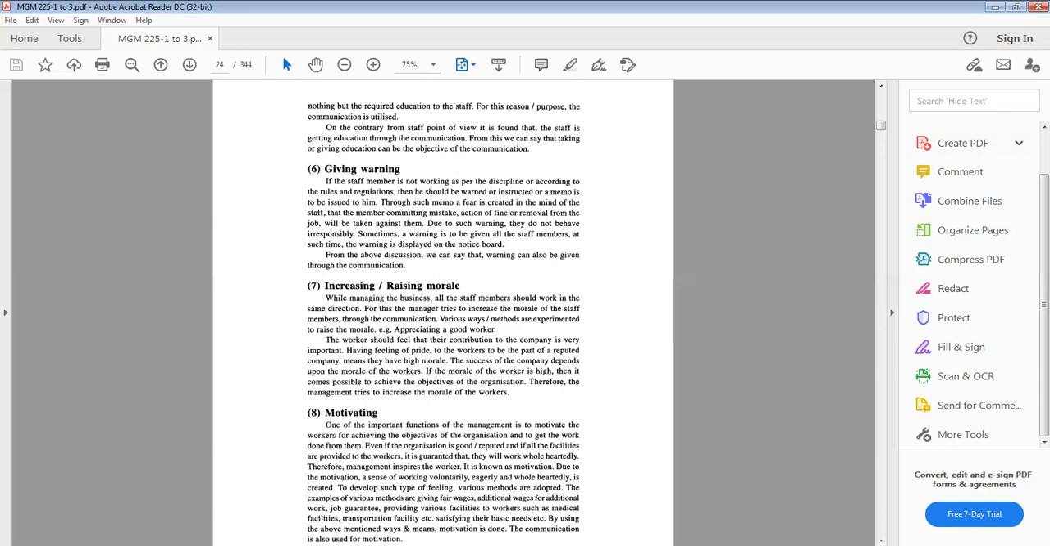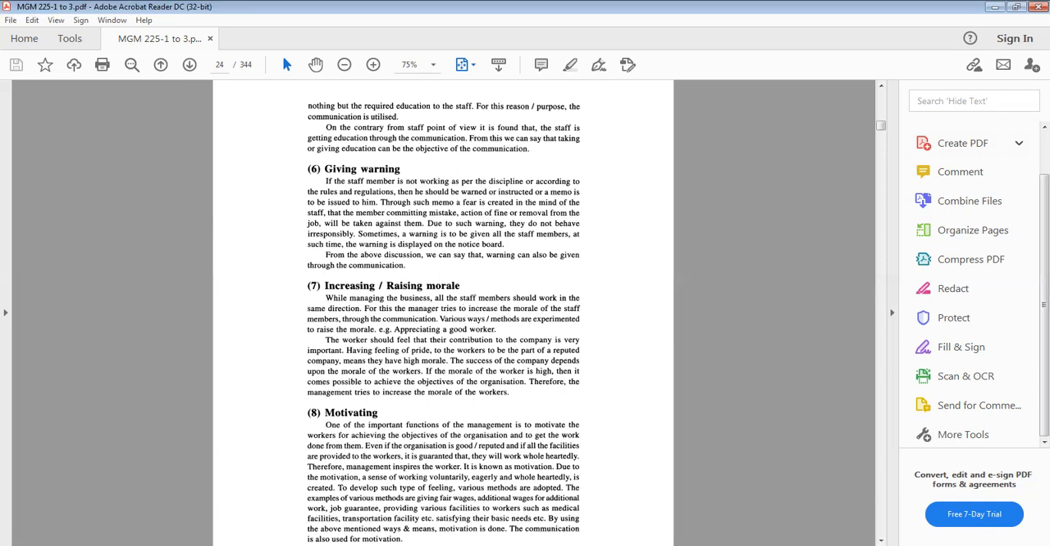Even if the organization is of good reputation and all facilities are provided to the workers, creating consensus, arriving at consensus, is needed. Communication is utilized for the above objectives. Therefore, the organization's objectives can be achieved. The workers get satisfaction, and the overall well-being of all concerned people can be achieved.